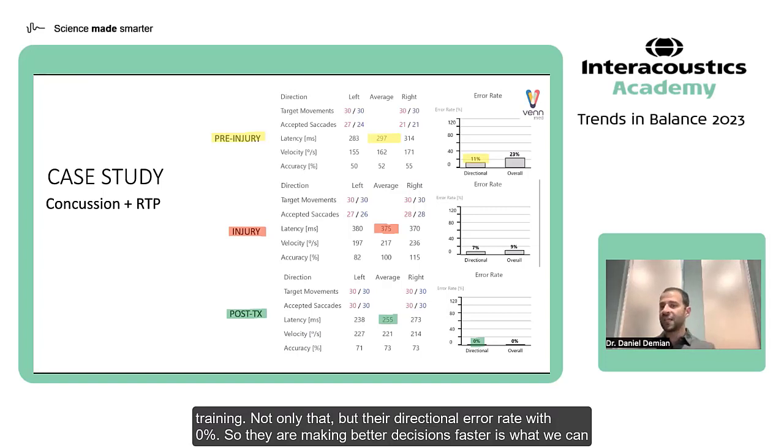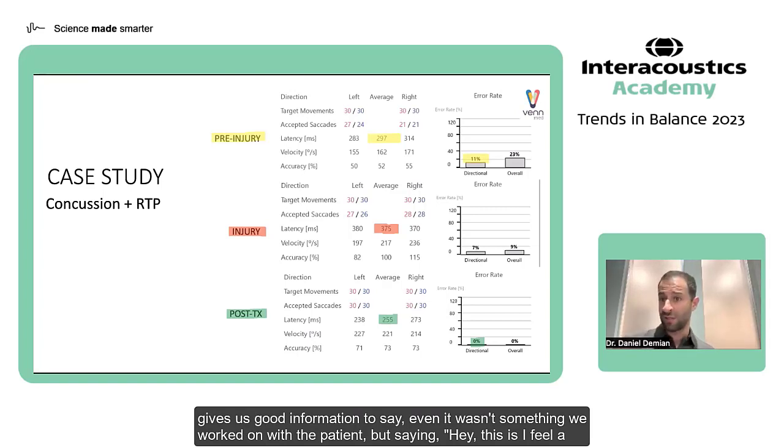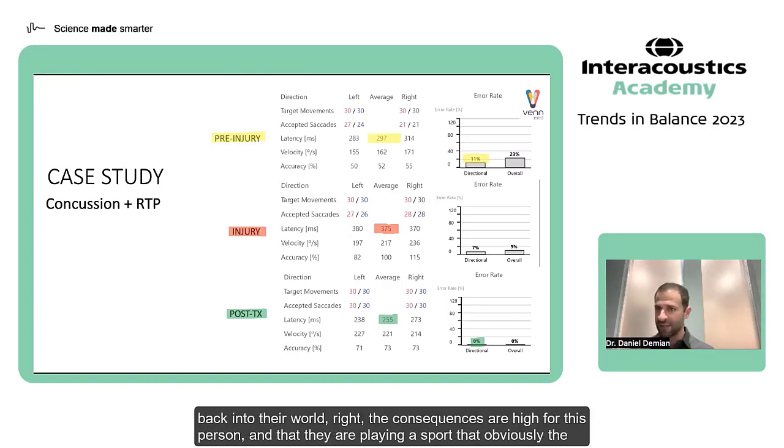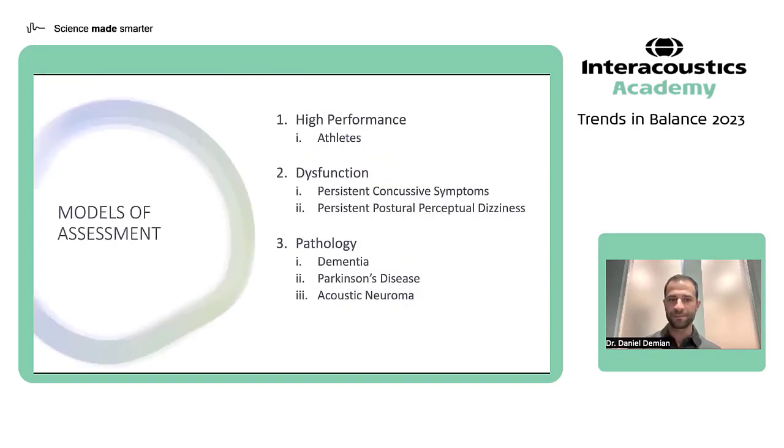So they are making better decisions faster, is what we can say from that, and a good whole host of the battery improved. And so this is a great outcome for a patient. It also gives us good information to say, even if it wasn't something we worked on with the patient, hey, I feel a little bit more comfortable about sending this patient back to return to play, which is important because if they are not ready to go back into their world, the consequences are high for this person, in that they are playing a sport where the demand is high, but they are also at direct risk of injury as it's a high contact sport.